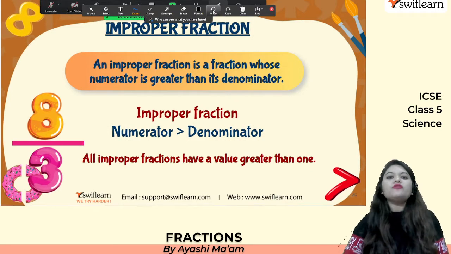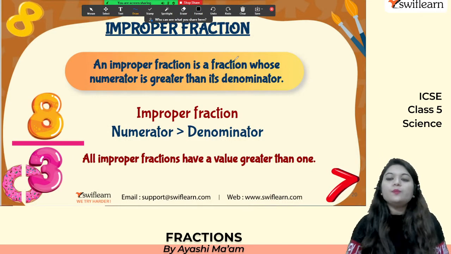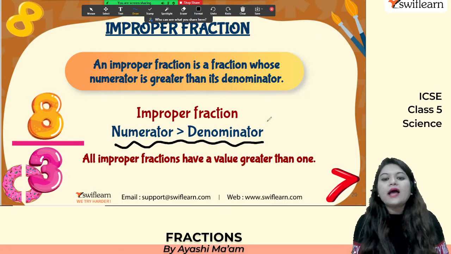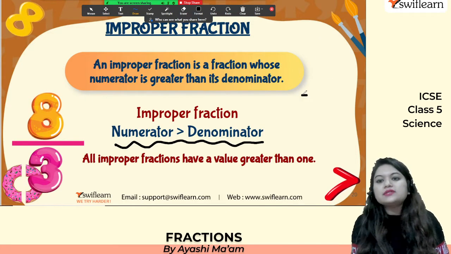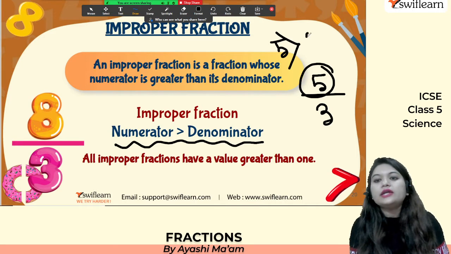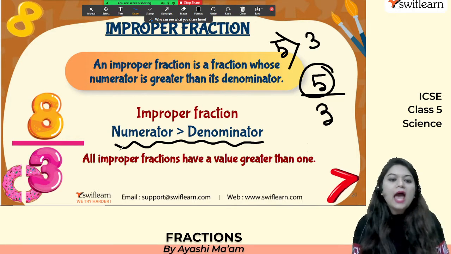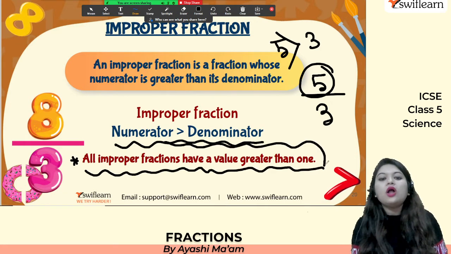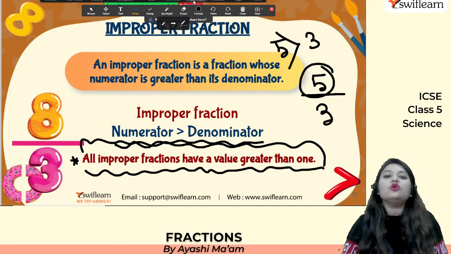Next one, improper fraction. Improper fraction is simply the opposite of proper fraction. So here the numerator is greater than the denominator. For example, we can say 5 by 3. The numerator is 5, and this numerator is now greater than the denominator. Another important point to be noted: all improper fractions have a value greater than 1.